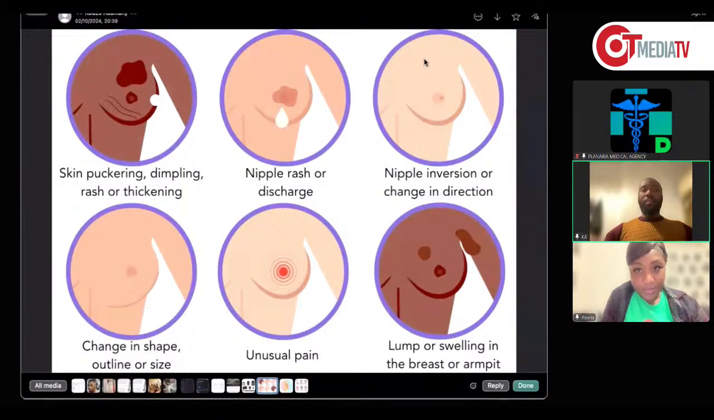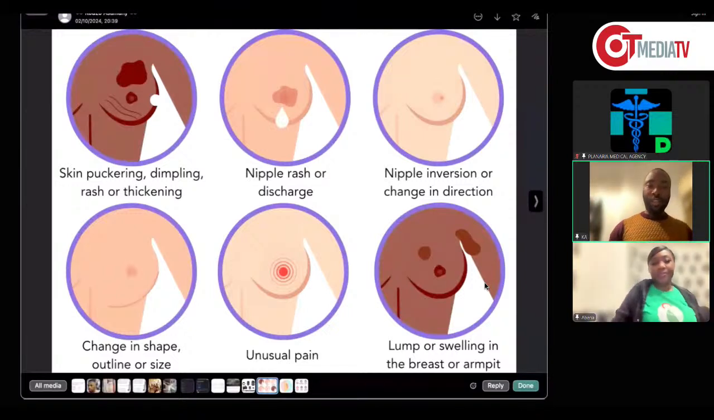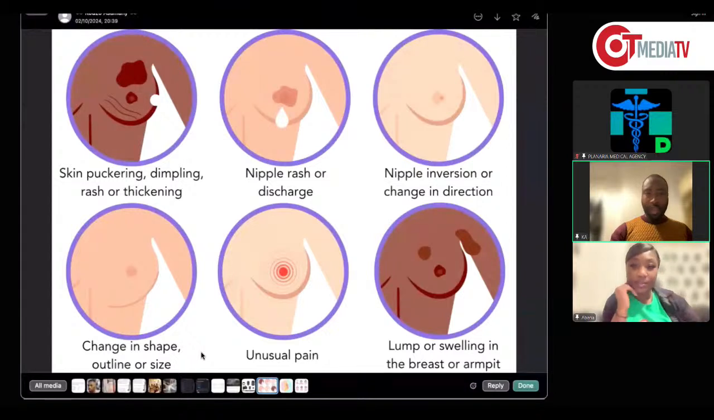So as I said, what are some of the signs that you are actually looking for? There is something called skin puckering, dimpling, and then rash or thickening. The moment you find any of those, it's not normal. It's an animated image, but I'm sure you will be able to figure out something. Then again, you see the lines over there. Let's say you are growing and you don't see those lines, nothing actually came there, and then you realize that there is something coming out.